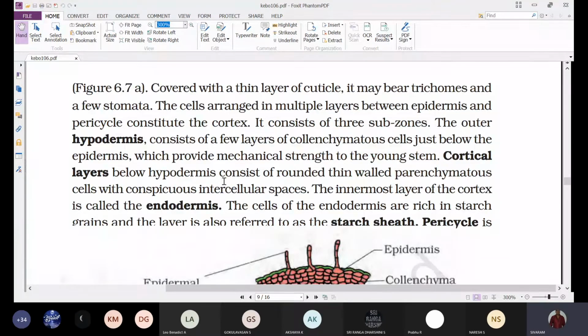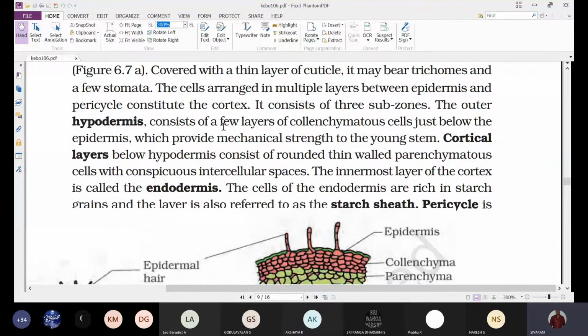Next, the cells arranged in multiple layers between the epidermis and pericycle constitute the cortex. That means the cell layers present between the outer epidermis and the inner pericycle, all those cell layers together constitute the cortex. It is called the cortex.